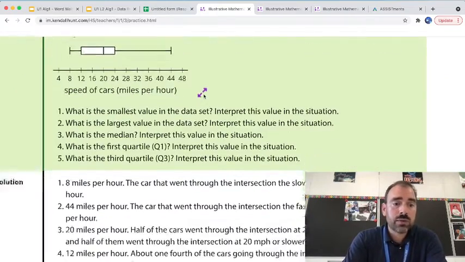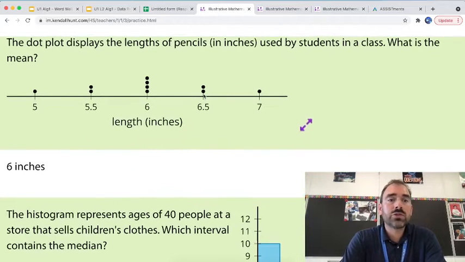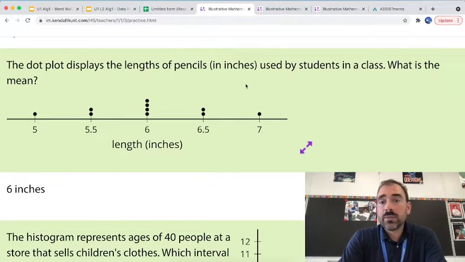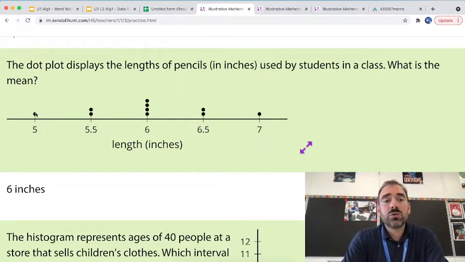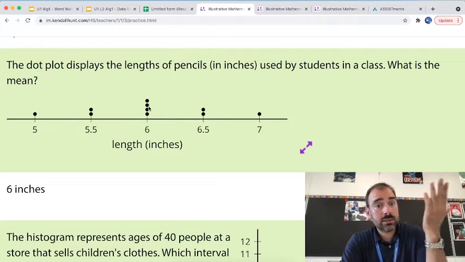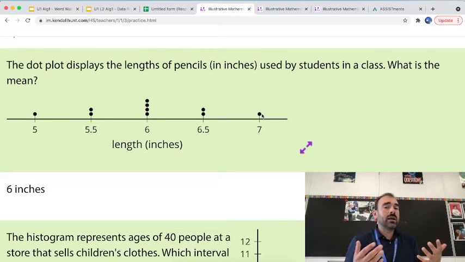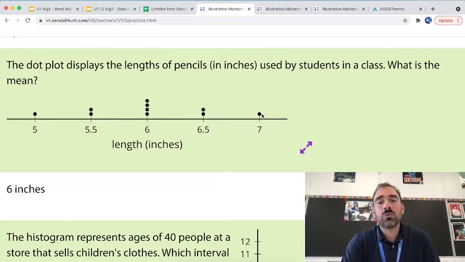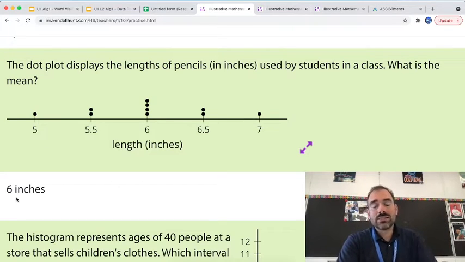So the last one I asked you to do was number 3. It just said, here's a dot plot. Can you find what is the mean? So that means finding the average. You would add up 5 plus 5.5 plus 5.5 plus 6 plus 6 plus 6 plus 6 plus 6.5 plus 6.5 plus 7. You'd add all that up on a calculator, and then you divide by the total number of dots that you had, which would be 1, 2, 3, 4, 5, 6, 7, 8, 9, 10. So you'd divide by 10, and you get 6 inches is the average.